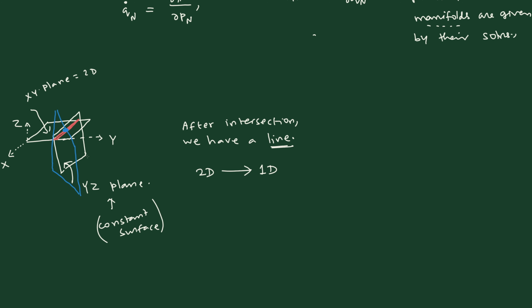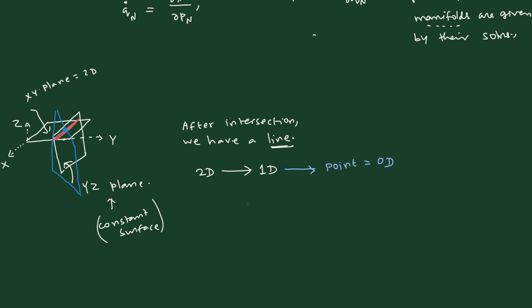After the third plane comes and cuts the first two planes, our final conclusion is that we will be having a point. So I'll say that this is a point, which is nothing but zero dimensional. This is important. We are interested in the number of dimensions.